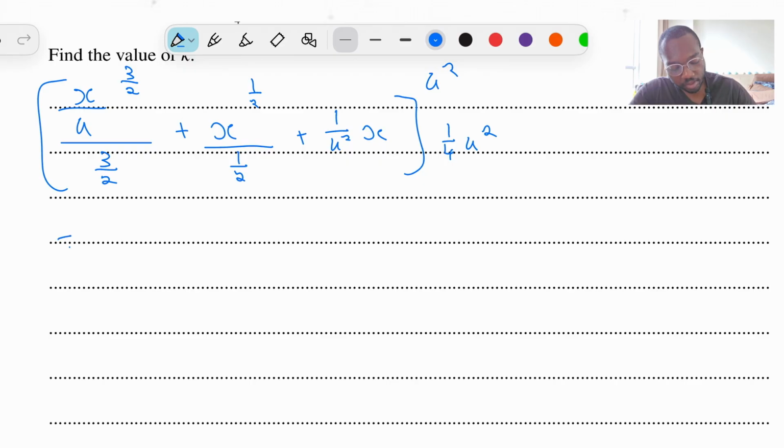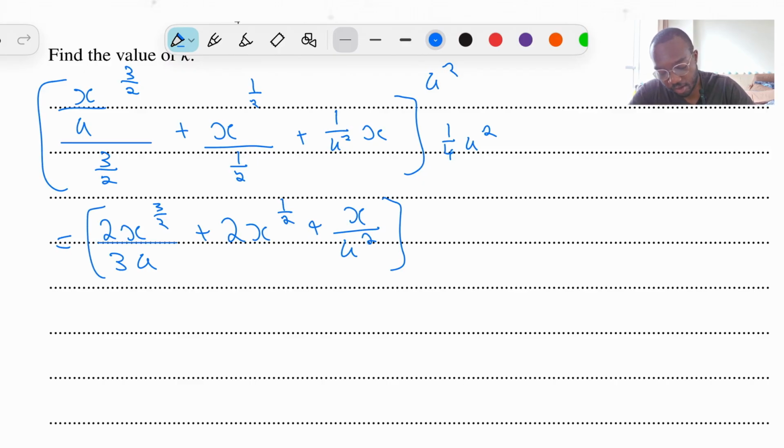Well, if we divide by 3 over 2, same as timesing by 2 over 3, we would get 2x to the 3 over 2, over 3k. Then this one would be 1 divided by half, so this one would be 2x to the 1 over 2. And then again, we'll just be left with that 1 over k squared x, but I'll rewrite it as x over k squared. And now at this stage, we can start to put in our limits of k squared and 1 over 4k squared.